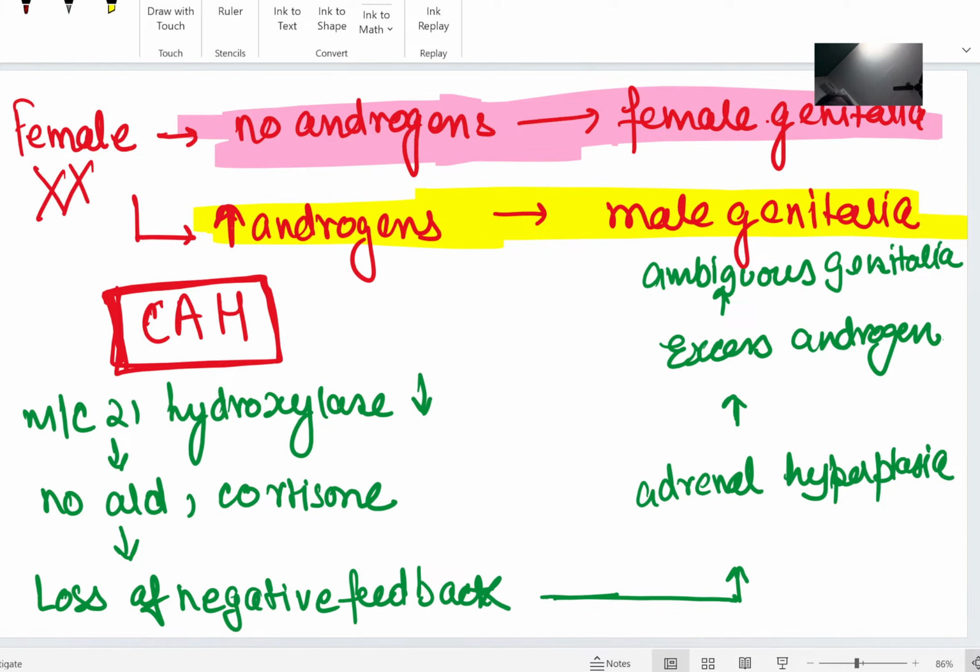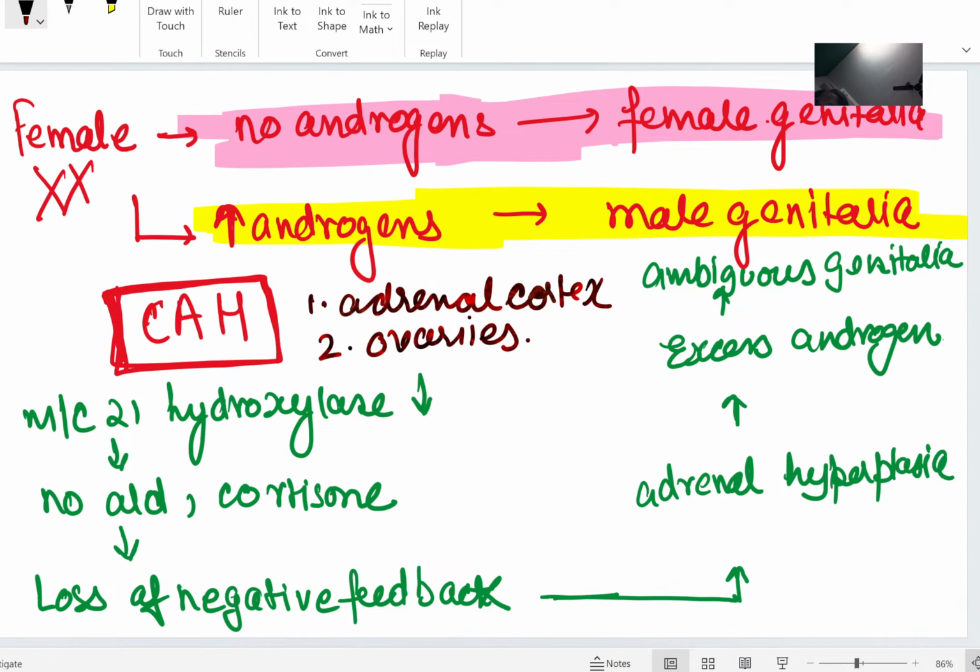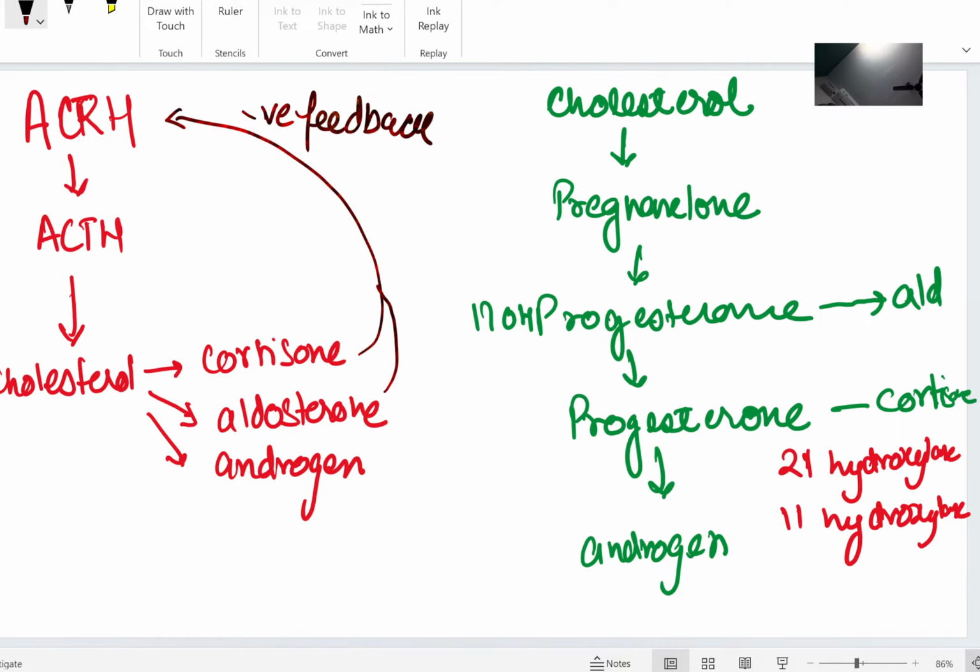What is the source of androgens? The source of the androgens is, number 1, adrenal cortex, and number 2, ovaries. Is it okay? Now, what happens? In the adrenal cortex, it releases adrenal corticotropic releasing hormone.